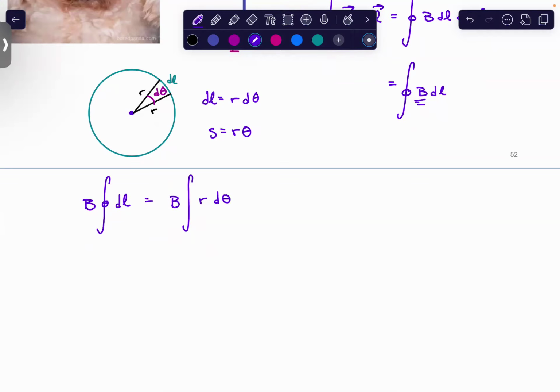What does theta go to? For a whole circle, it starts at 0 and goes to what? 2 pi. Those are the limits of your path integral. And so you'd end up with B R, integral from 0 to 2 pi of d theta, equals mu 0 I. And we'll finish this next time and finish the chapter.